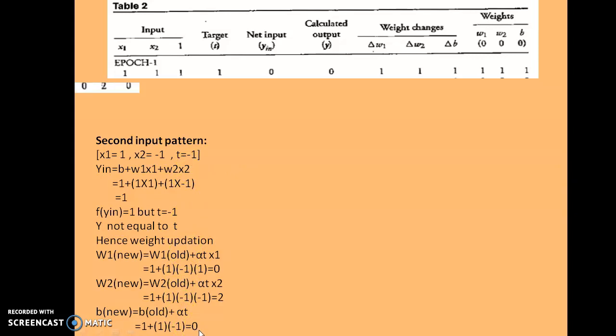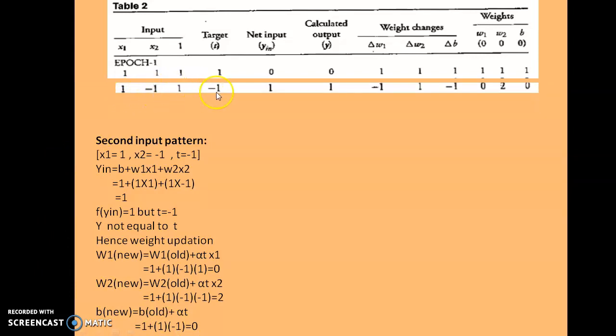So we will update this weight in the table. What is in the table? 1, minus 1 input. Target is minus 1 but our net input is 1. So because of that calculated output is also 1. 1 is not equal to minus 1. We updated the weight 0, 2, 0. What is change of weight? Only this portion, alpha into T into x1. So for first, the change is minus 1. Second, the change value is 1. For the alpha T, 1 into minus 1, the value is minus 1.